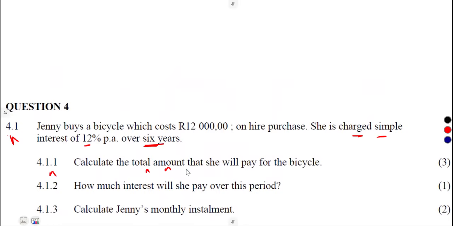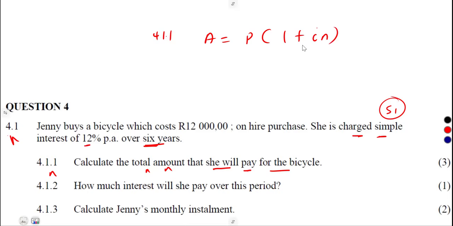4.11, calculate the total amount that she will pay for the bicycle. The total amount, the accumulated amount over the period of 6 years. Simple interest. Remember, simple interest amount is equal to P into 1 plus IN. In that case, there is no deposit, so you work from the hire purchase price, because we do not have that deposit. So our principal is what? 12,000.